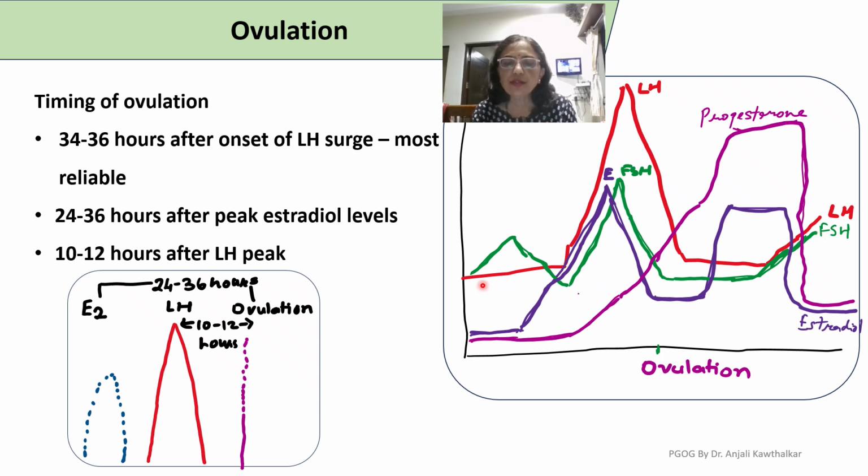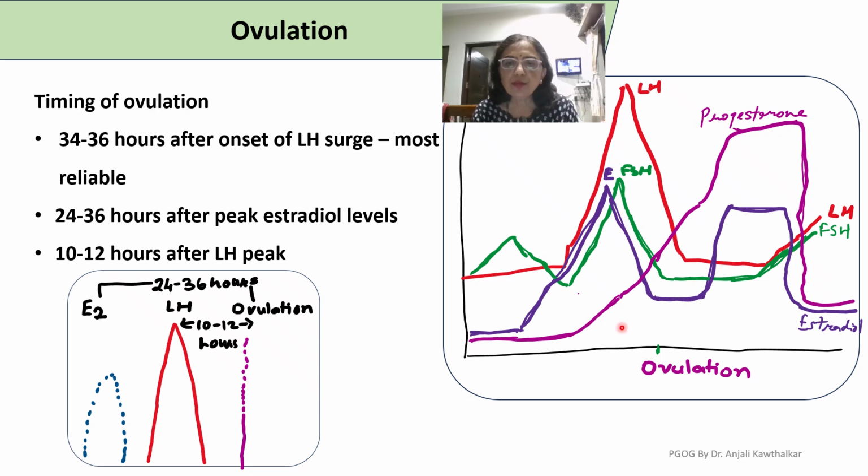Red is the LH, which is low initially, and then there is a sudden LH surge. It falls, but remains slightly higher in the second half, and then starts increasing again towards the end of the cycle. This blue one is estradiol. Low estradiol initially, then there is a rise, a fall, and a second peak is seen in the second half of the cycle, where the estradiol is being secreted by the corpus luteum.